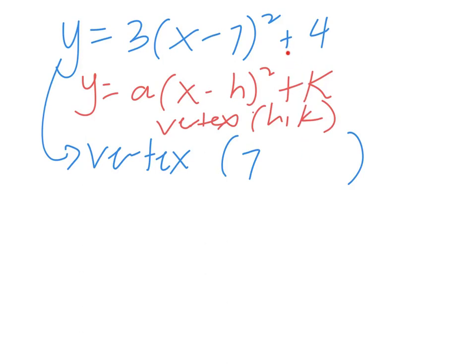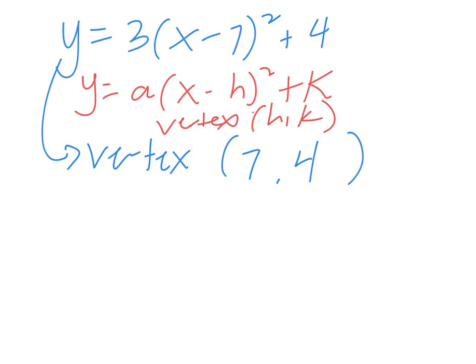Then I need the k value to give me the y coordinate of the vertex, and it's the same sign. So this is positive 4, just like it is in the formula. So I'm going to put a 4 as my y coordinate of the vertex. So that's going to be the vertex.